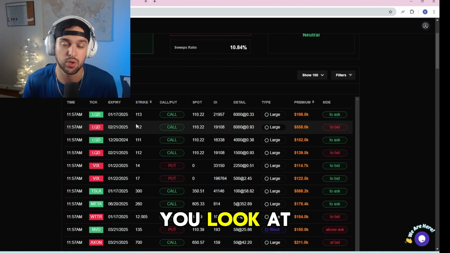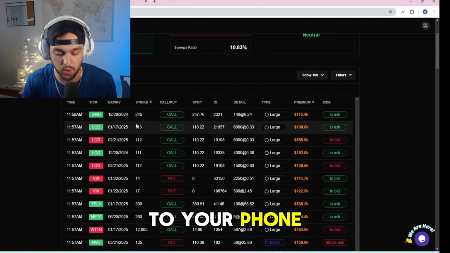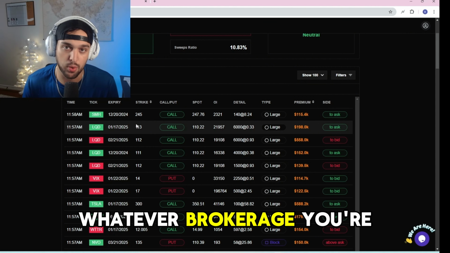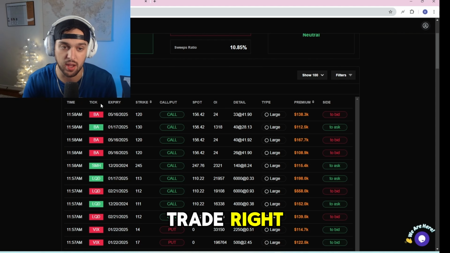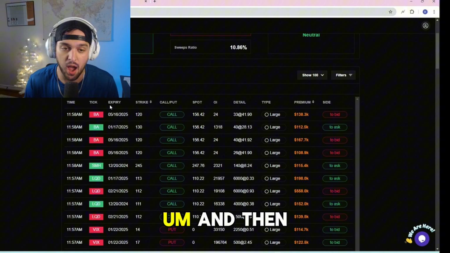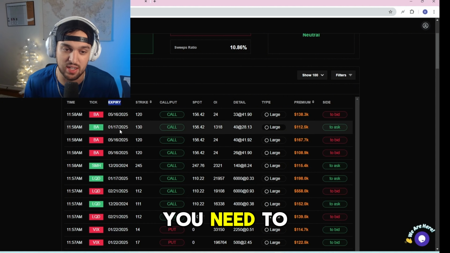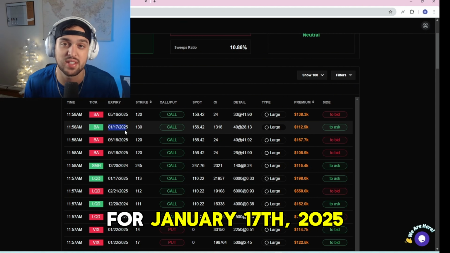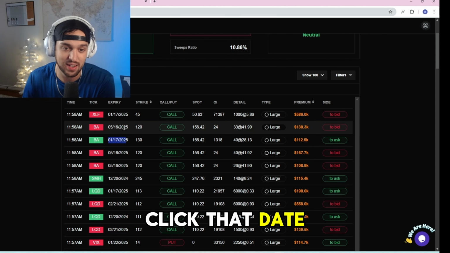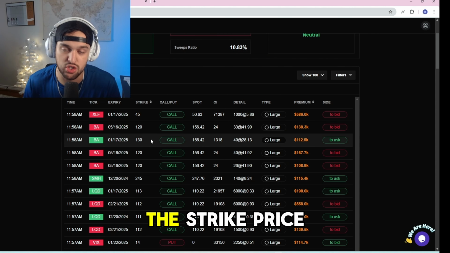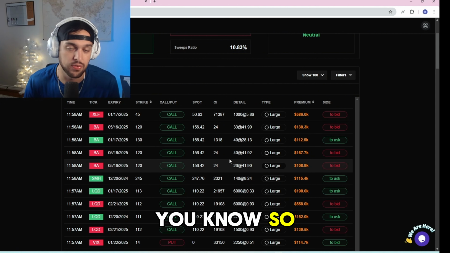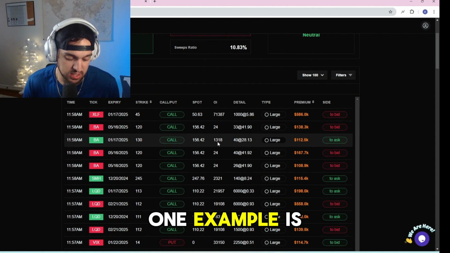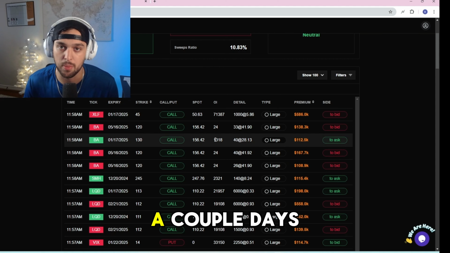So usually how you look at these option contracts is you go to your phone or computer, you go to whatever brokerage you're using, you type in the stock you're looking up. If you're trying to follow the trade, right? You type the stock you're trying to look up. For this case, it's Boeing. And then the expiration is the next thing you need to type in. And this one's for January 17th, 2025. So you go click that date. And then you look at the strike price. And you click on the strike price they're going. And then call, and so forth. That's just an example. One example. It's very self-explanatory. After you do it a couple days, you'll get it down.